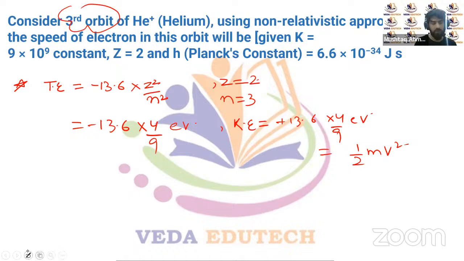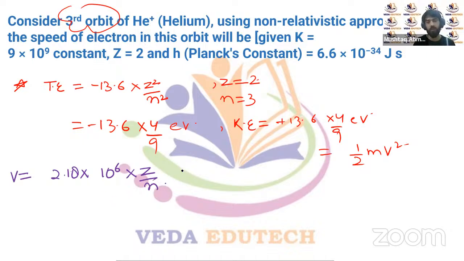Apart from it, we have a generalized equation. The generalized equation is that the speed of an electron in any orbit is 2.18 into 10 to the power 6, multiplied by Z upon n.